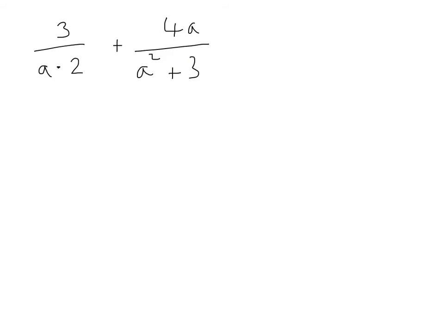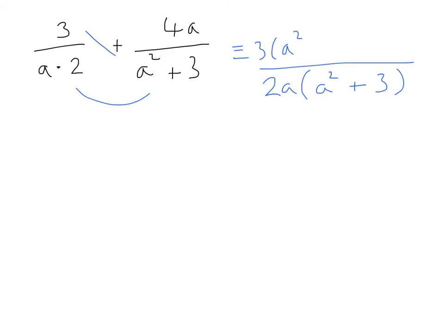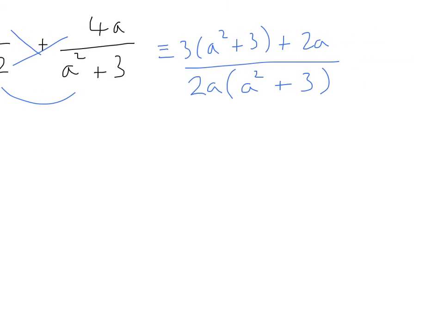This is our final example. First, as before, we multiply together the denominators. Let's remember that this dot here means multiply, so this is actually just 2a written in a slightly more confusing way. So on the bottom we'd have 2a multiplied by a squared plus 3. And then if we cross multiply, we get 3 times a squared plus 3, plus 2a times by 4a.